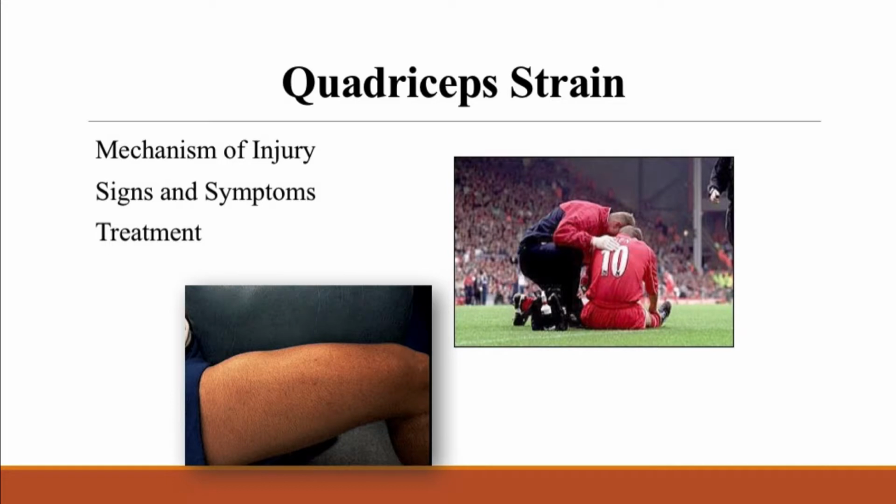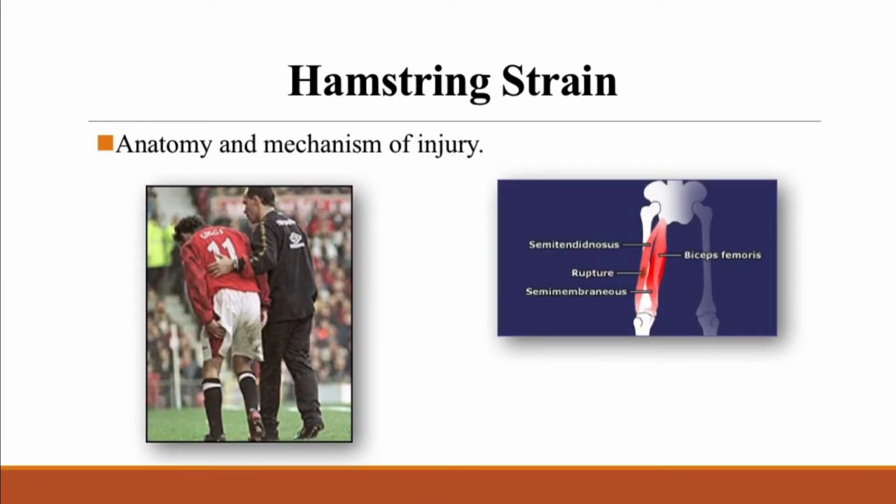The management is RICE, the use of crutches if the athlete is unable to walk without limping, the use of a neoprene sleeve for compression and support, and gradual progressive range of motion stretching and strengthening exercises depending on the grade of the injury. Hamstring injuries are the most common thigh injuries.